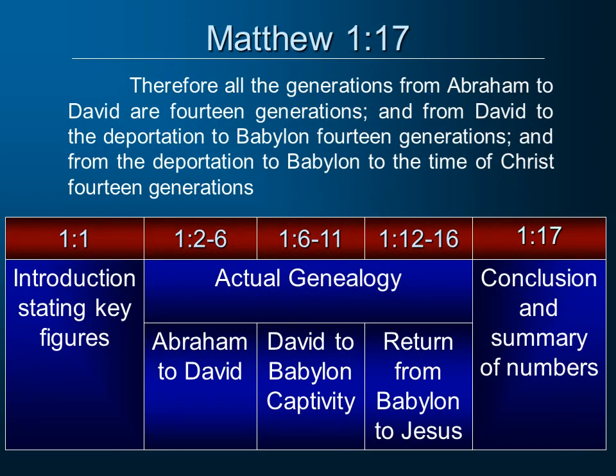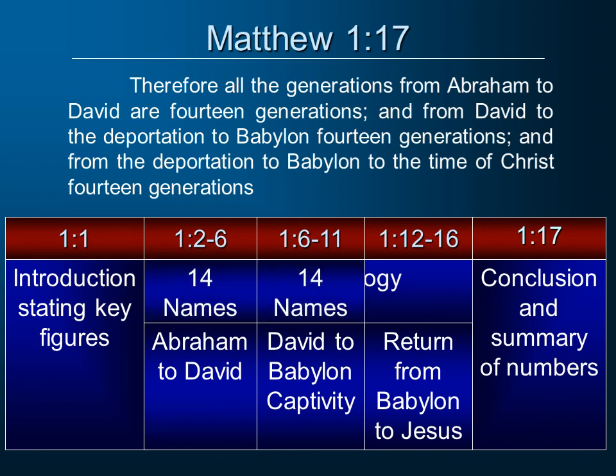The summary statement therefore says, "Therefore all the generations from Abraham to David are 14 generations, and from David to the deportation to Babylon 14 generations, and from the deportation to Babylon to the time of Christ 14 generations." In other words, the genealogy points to him being the son of David, the true king of Israel. 14 names, 14 names, 14 names, and the point is that it all spells David, but here we're speaking about the greater David.